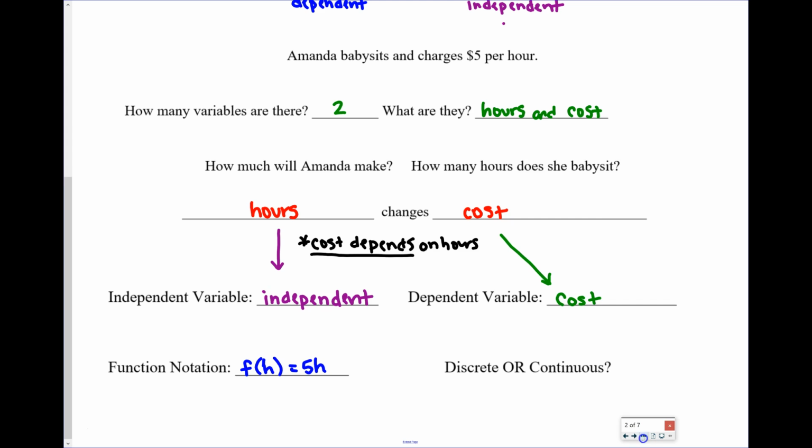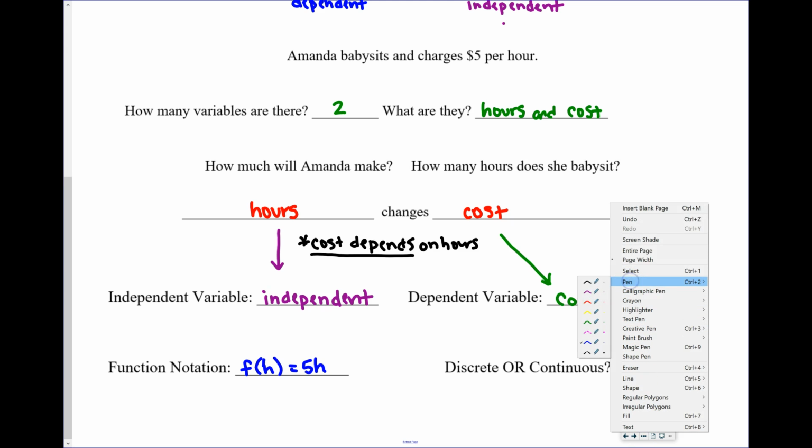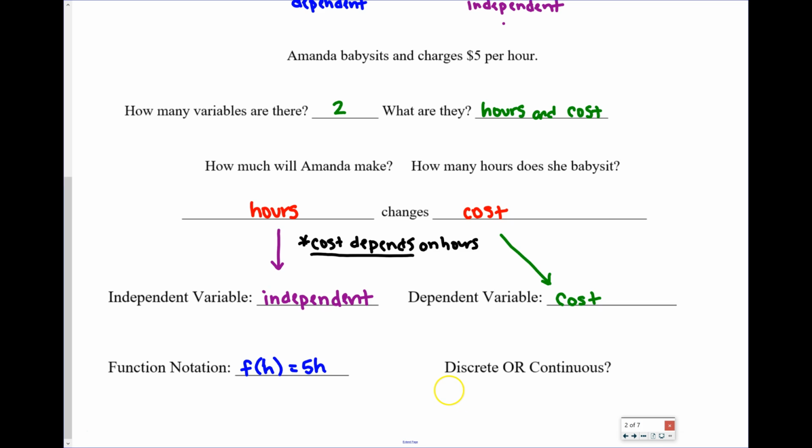The last question I have is whether this problem is discrete or continuous. And discrete or continuous is interesting. Remember, discrete means I have points, like little points on the graph.